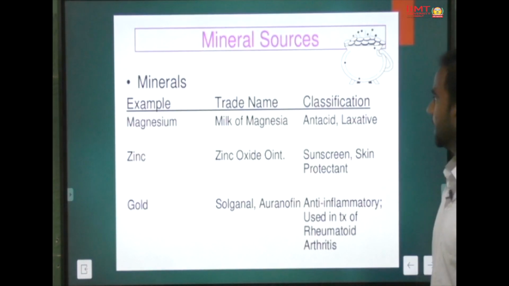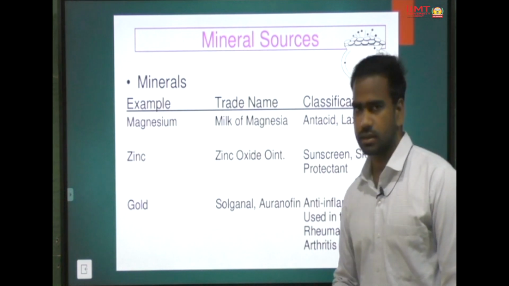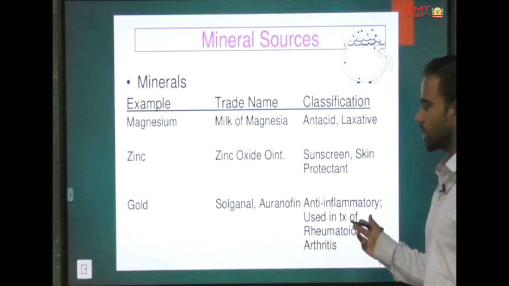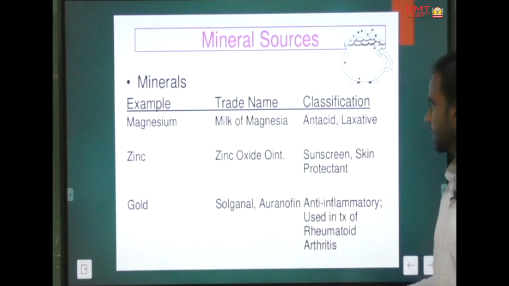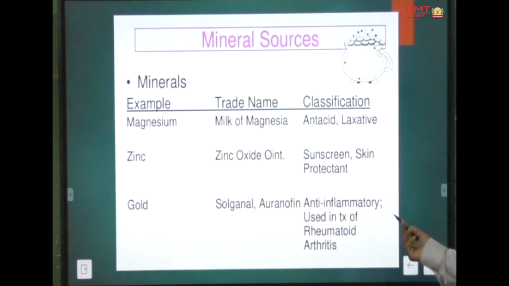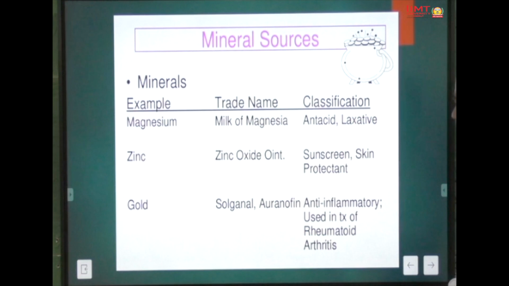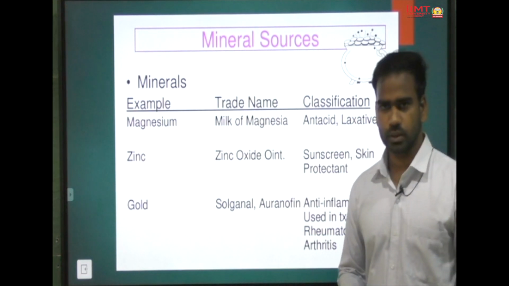Another example of mineral resources in drugs is magnesium, derived from milk of magnesia and used as an antacid with laxative properties. Zinc oxide is another example, with trade name products used for sunscreen and skin protection. Gold is also used for its anti-inflammatory properties and in the treatment of rheumatoid arthritis.